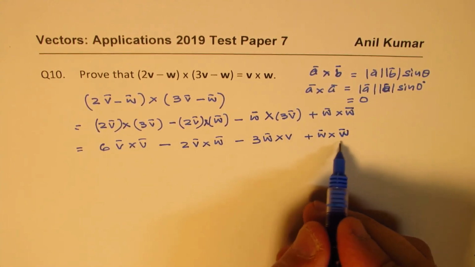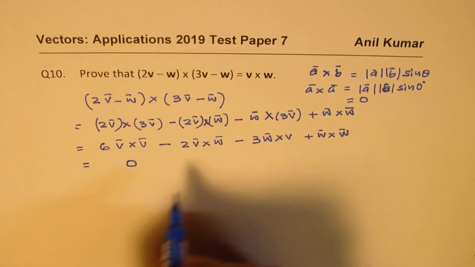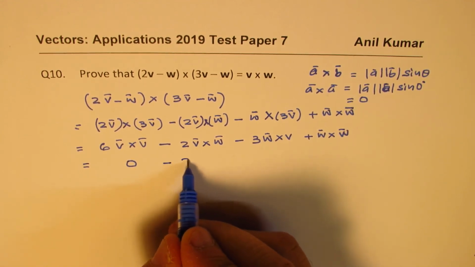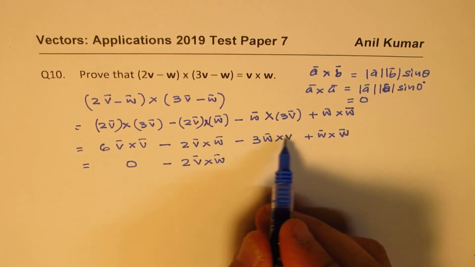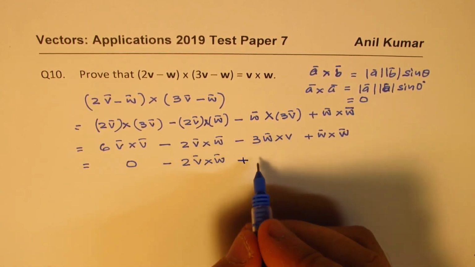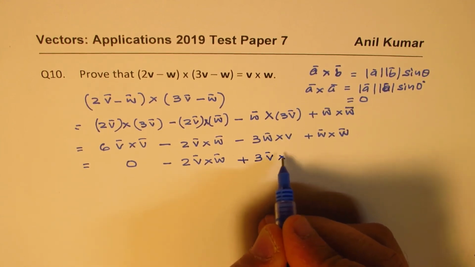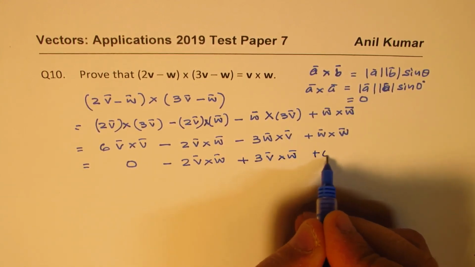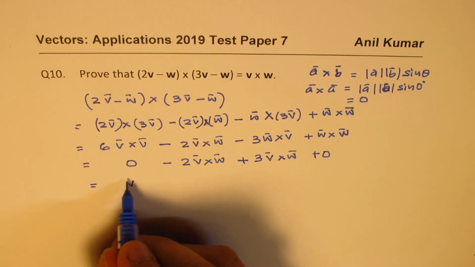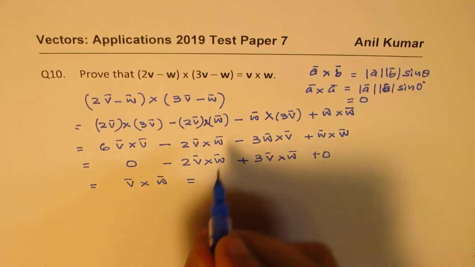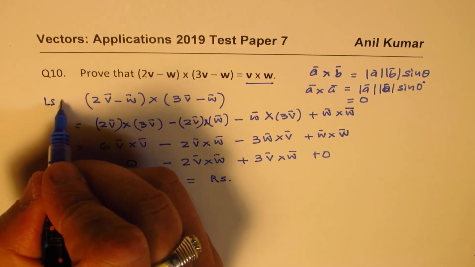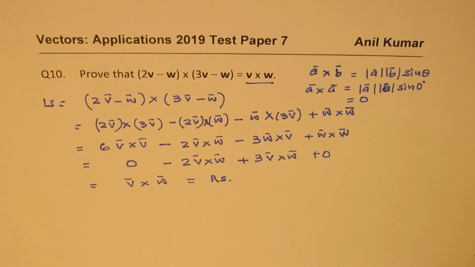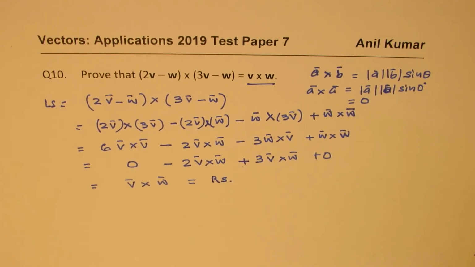Now v cross v and w cross w will be zeros, right? So this is 0. And here we get minus 2 v cross w. Now we need v cross w, so we'll swap this, and when you swap this, the sign changes. So we get 3 times v cross w. And when you combine these two, you get v cross w, and that is what we wanted to prove. So we began with the left side and we showed that it is equal to the right side. Perfect. So that is how you can prove this particular thing.